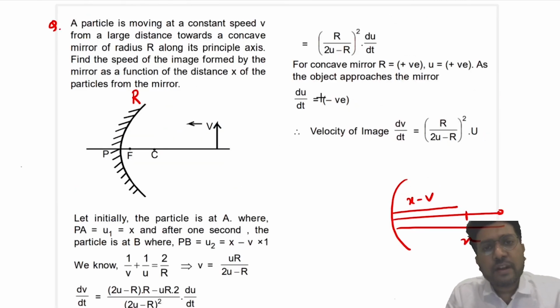With this we have come to the end of today's class. In today's class we have studied the velocity of image and the longitudinal magnification, and we have also done some problems regarding spherical mirrors. So with this we have completed spherical mirrors, and in the next class we will be starting with refraction through plane surface.